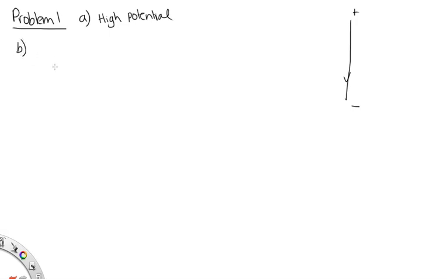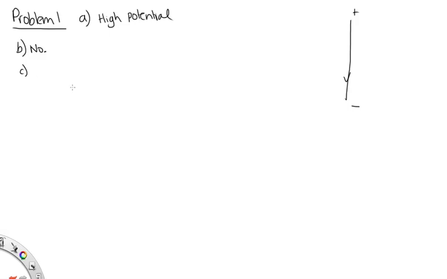Part B, can two different equipotential surfaces intersect? No. We can't have one point in space with two different potentials. Each point in space can only have one potential, and so we can't have two different equipotential surfaces intersecting.